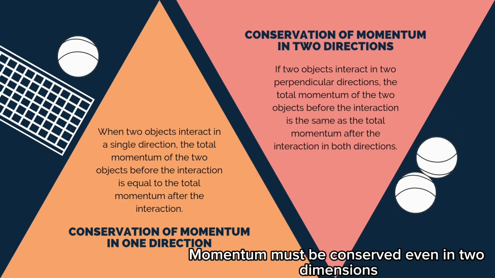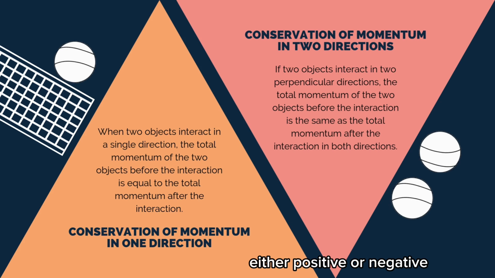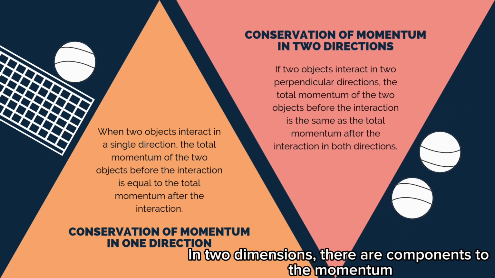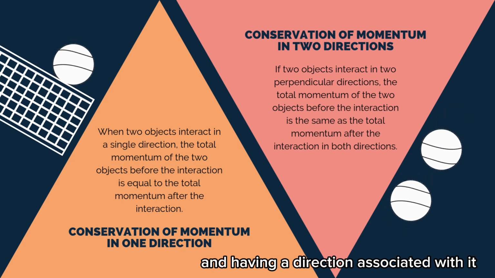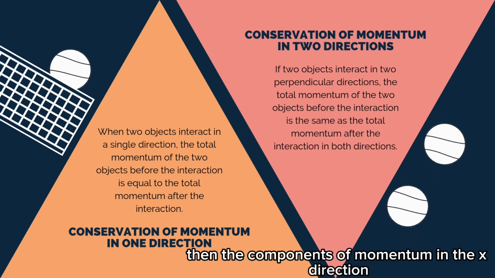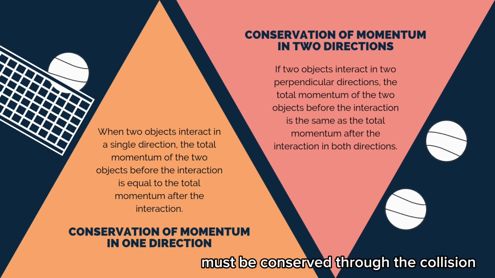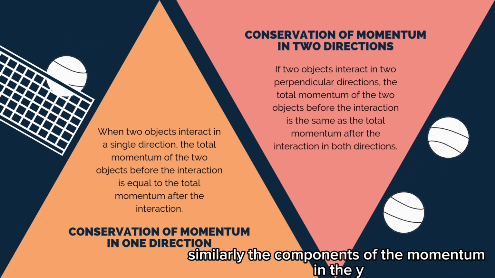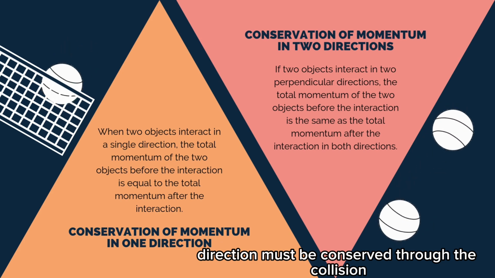Momentum must be conserved even in two dimensions. In one dimension, the two objects have a single momentum, either positive or negative. In two dimensions, there are components to the momentum due to velocity being a vector and having a direction associated with it. If the coordinate plane is x and y, then the components of momentum in the x direction must be conserved through the collision. Similarly, the components of the momentum in the y direction must be conserved through the collision.